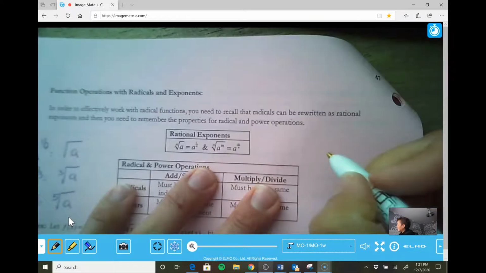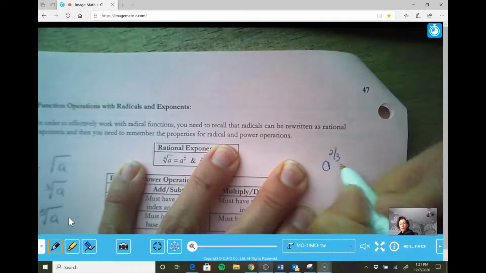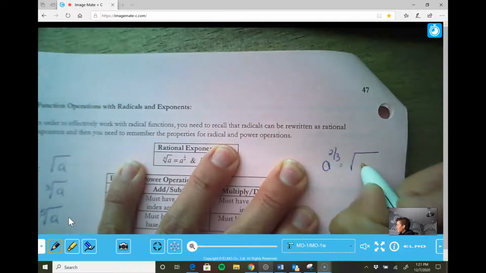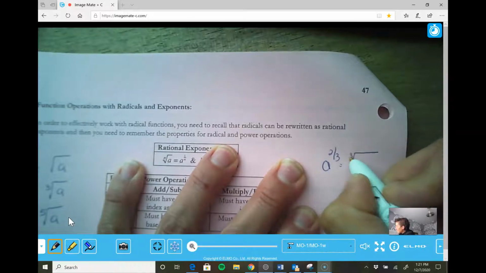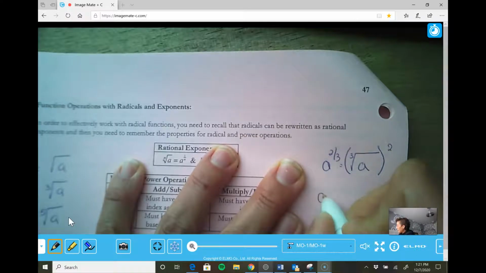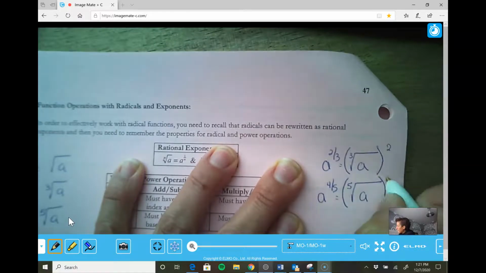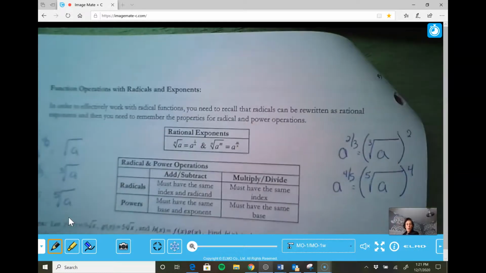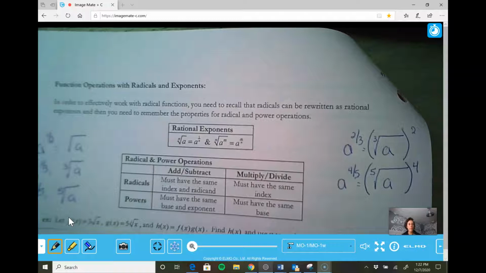So like a to the 2/3. What you can do is rewrite it. And again, the denominator will become the index number, and then I'll just rewrite this as squared. Or a to the 4/5. Well, I'll just rewrite it. The denominator is the little index number, and then we usually wrap it in parentheses, and the numerator becomes the exponent. So just understanding that you can write these things two different ways, but they mean the same thing.